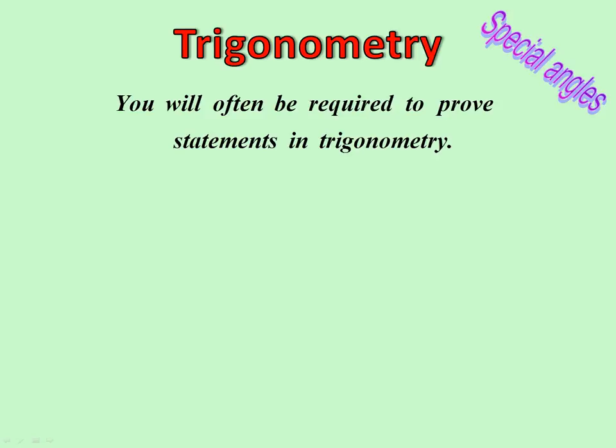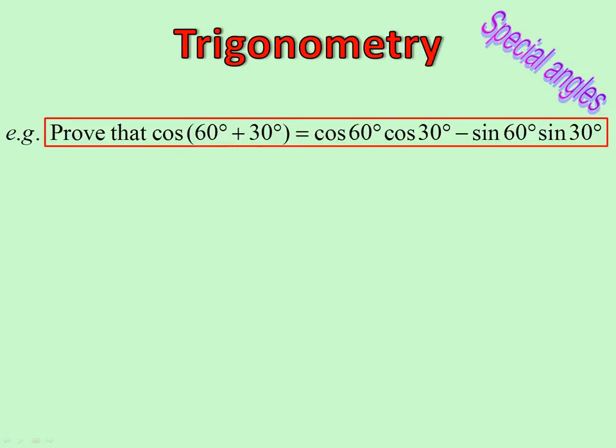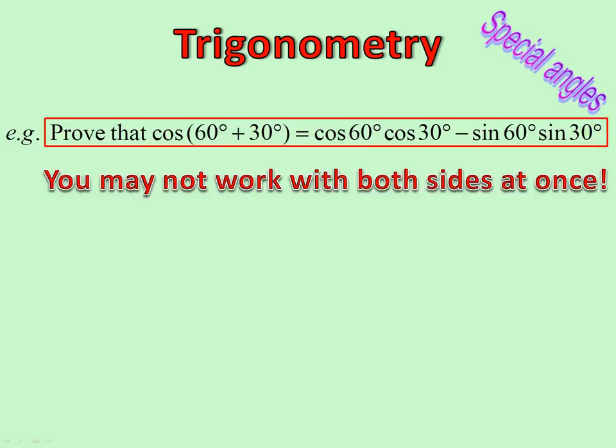You may have to prove statements. Prove that cos of 60 plus 30 equals cos 60 cos 30 minus sine 60 sine 30. You cannot work with both sides at once. Remember, when you're proving one thing equal to another, you have to take one side alone.